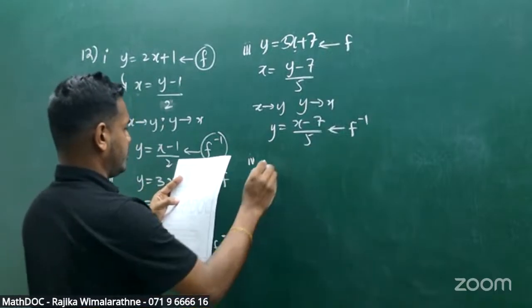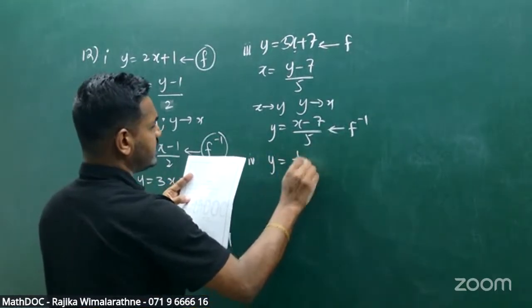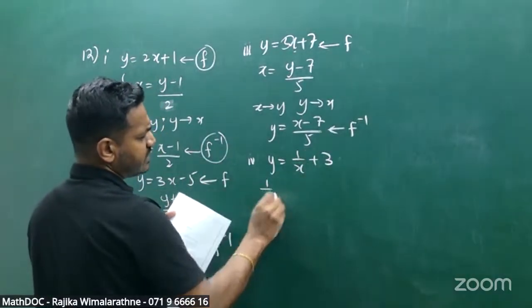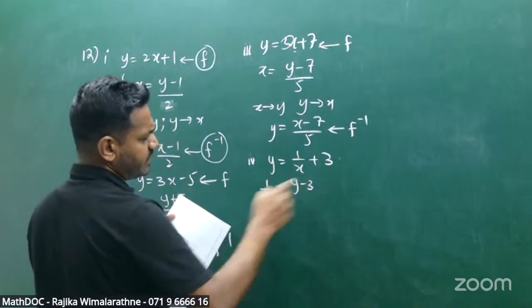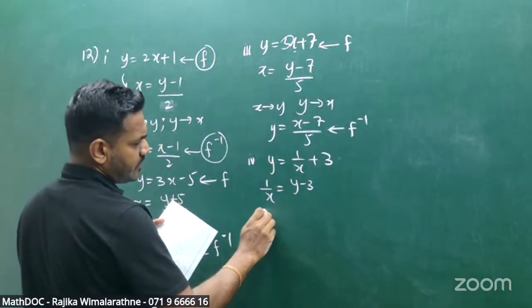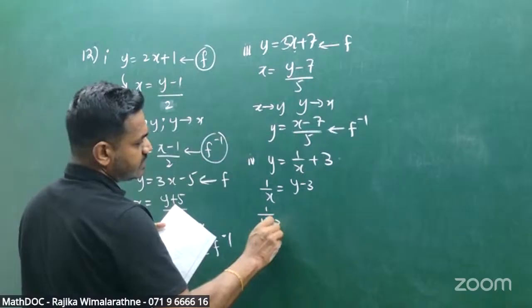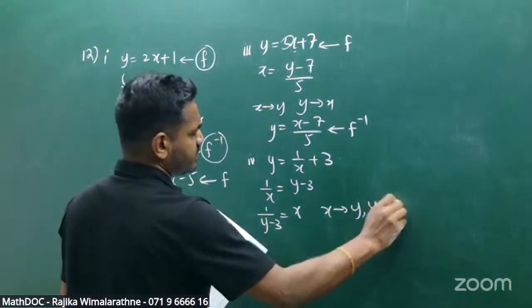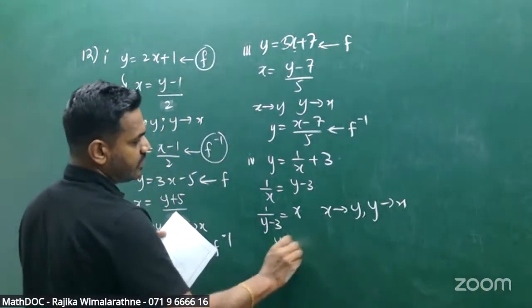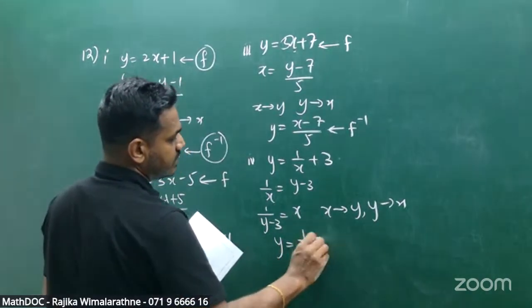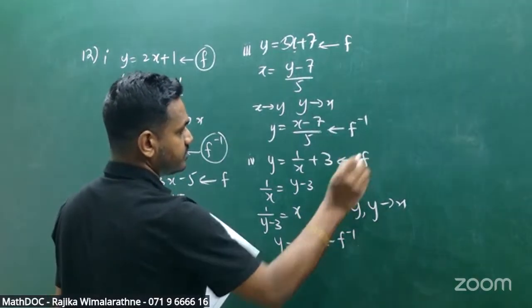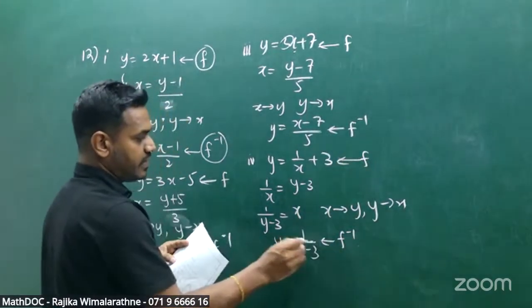Fourth, y equals 1 over x plus 3. Then here 1 over x equals y minus 3, cross multiply. Then 1 over y minus 3 equals x. Then replace x by y and y by x. Then here y equals 1 over x minus 3. Here the inverse function, and here the function.